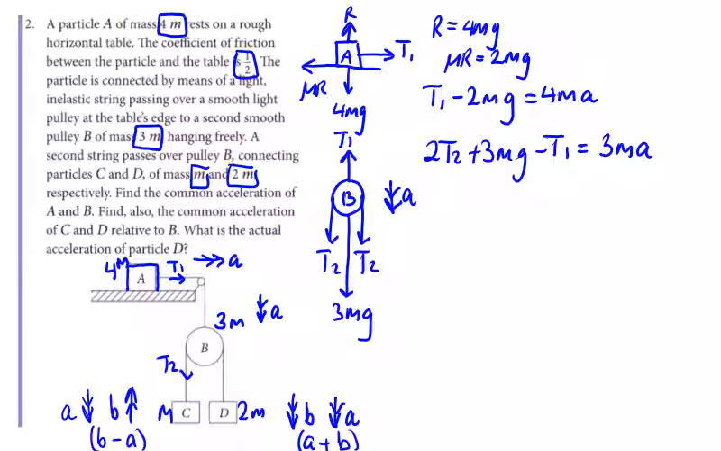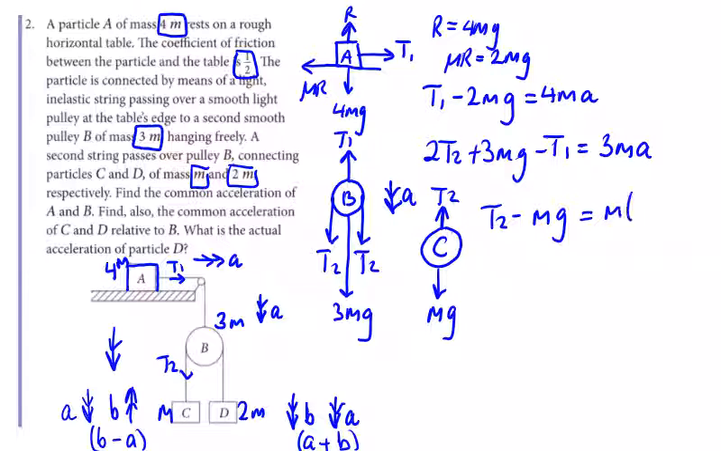And for C, we have one string, which is T2. We have mg, C is just m, so mg. And we have my acceleration over here of B minus A, which we calculated already. So C is going up. So we're going to have T2 minus mg is equal to m times A, which is B minus A.